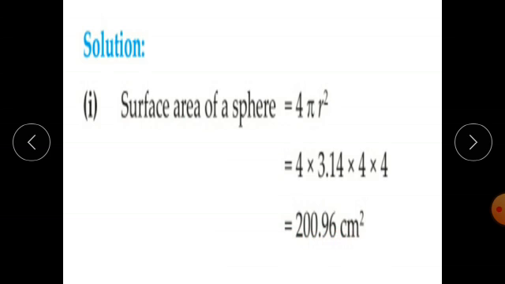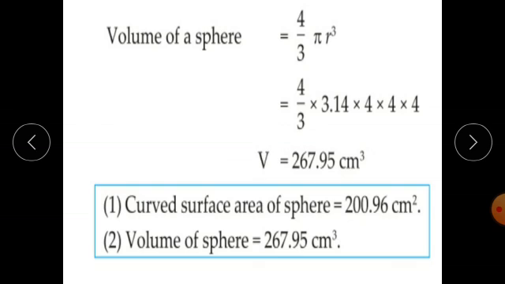So surface area of a sphere when radius is 4 centimeter is 200.96 centimeter square. And volume of a sphere is 4 upon 3 pi r cube. The formula of volume of a sphere is 4 upon 3 pi r cube. So equal to 4 upon 3 into 3.14. R cube means 4 cube means 4 into 4 into 4. So 4 upon 3 into 3.14 into 4 into 4 into 4 equal to 267.95 cubic centimeter.